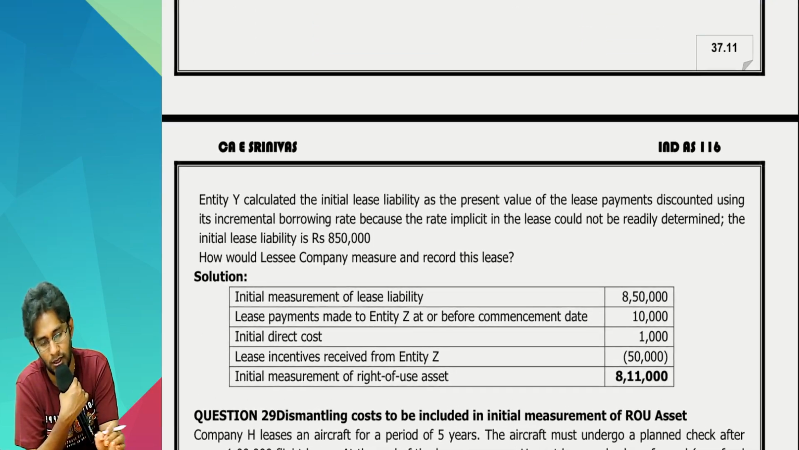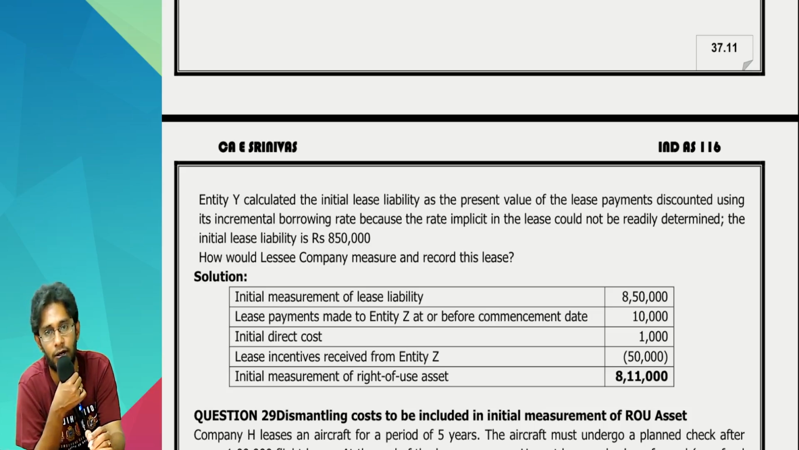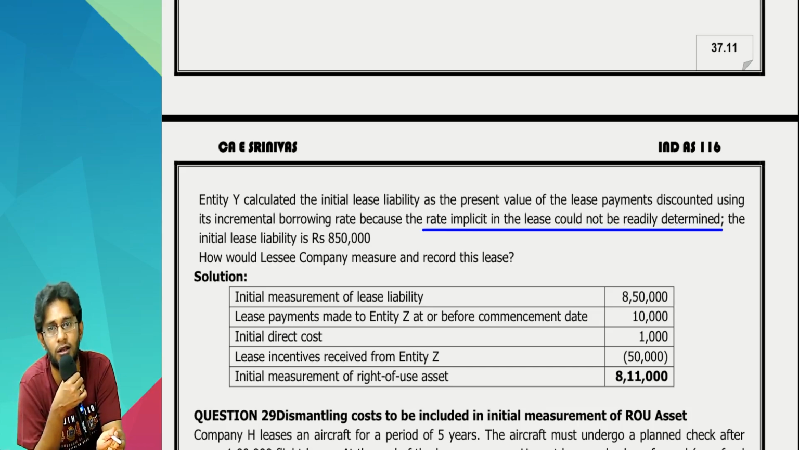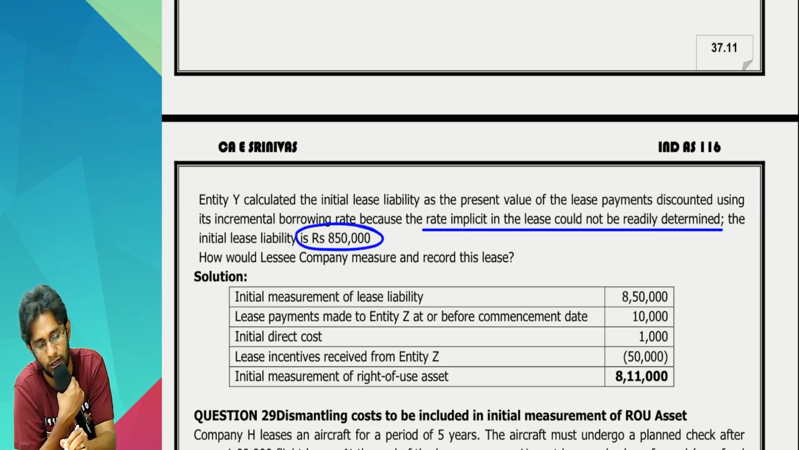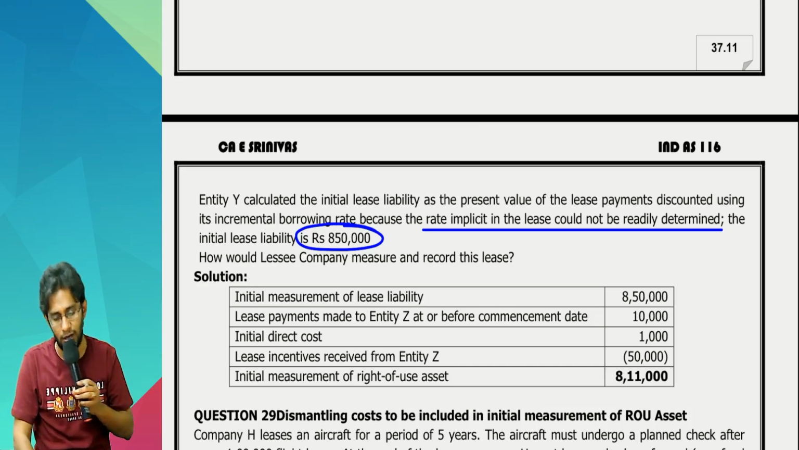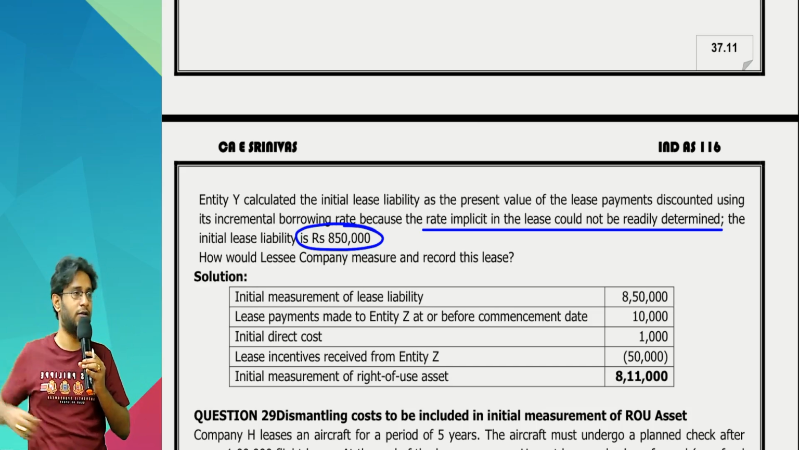Next. Entity Y, the customer, the lessee, calculated the initial lease liability as the present value of lease payments discounted using the incremental borrowing rate. Why? Because the IRIL could not be readily determined. First priority not there, second priority, so he worked out the discounting. And he got the amount already as 8,50,000. He's asking, how would the lessee company measure and record this lease?